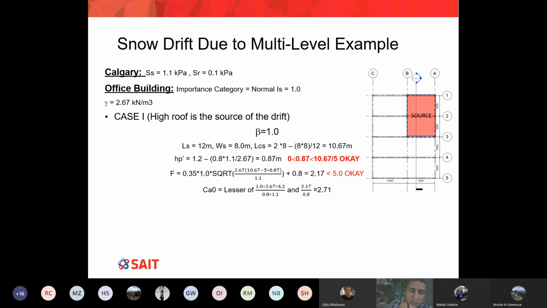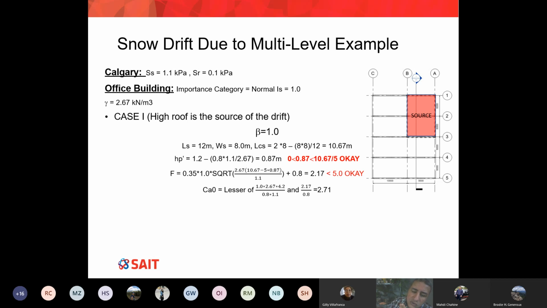HB dash is equal to HP, which is the height of the parapet on the top of the source, which is 1.2 meter, which is 9.2 meter minus 8, then minus 0.8 times SS divided by gamma. So we get 0.87. Remember, in red here, I put the check. You must make sure that 0.87 is more than 0 and less than LCS divided by 5, which is happening already. So we take the HB dash as is.